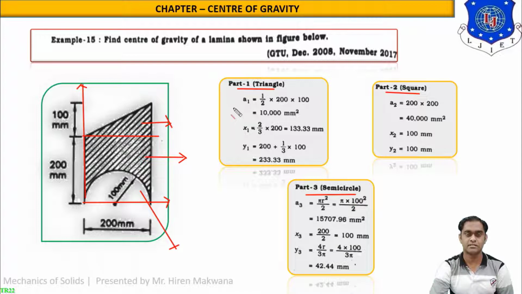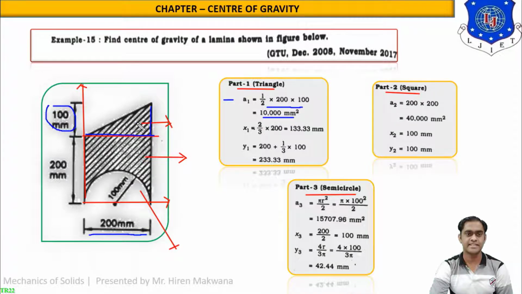Let us start with the triangle. Now what is given in the triangle, that is, what is the area of the triangle? You can see this is the base of the triangle, which is equal to 200 mm, and the height of the triangle is given over here, which is 100 mm. So area will be 1/2 base into height. So the answer will be 10,000 mm square.